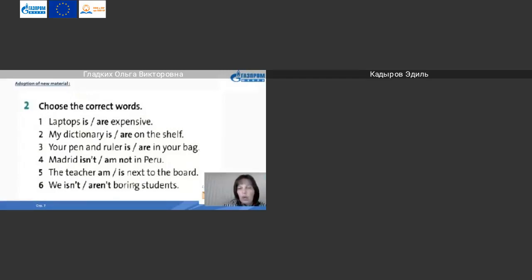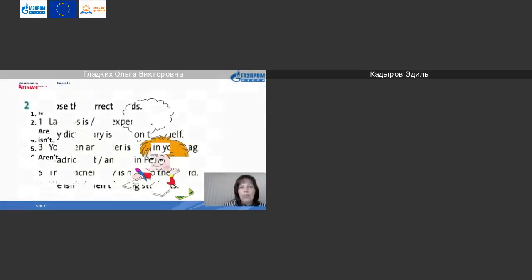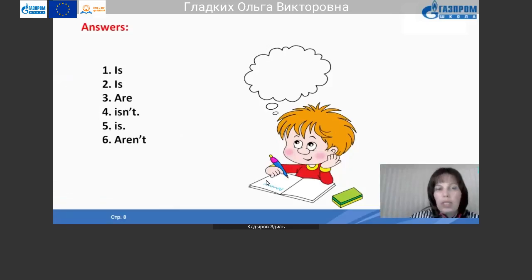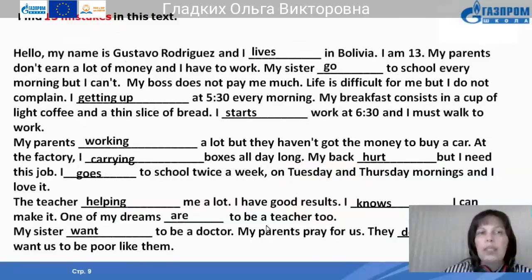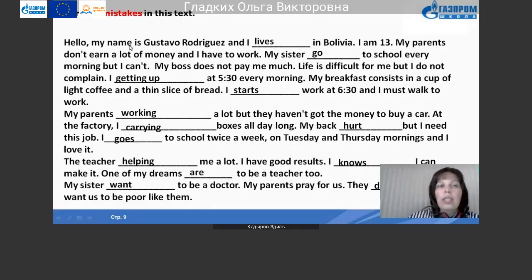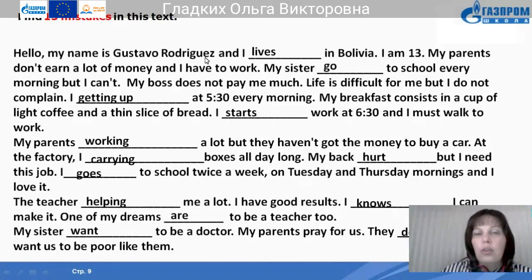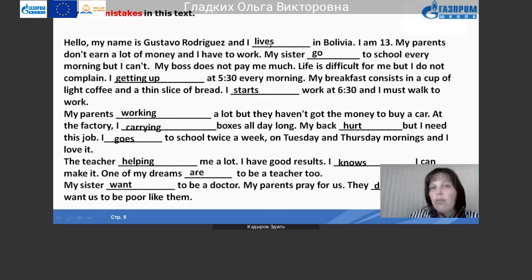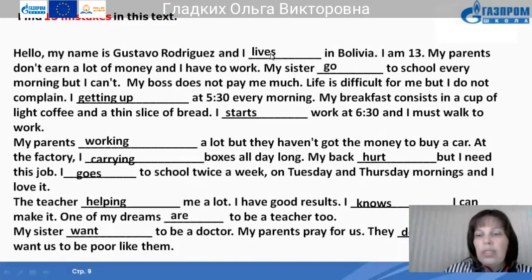I think this exercise was not so difficult for you. Now, here you can see the right answers. Next task. Find 13 mistakes in this text. So let's read this text together and you should find the mistakes. So, hello, my name is Gustavo Rodriguez and I live in Bolivia. Is everything correct here? No, there is a mistake. Instead of lives, we should use what?